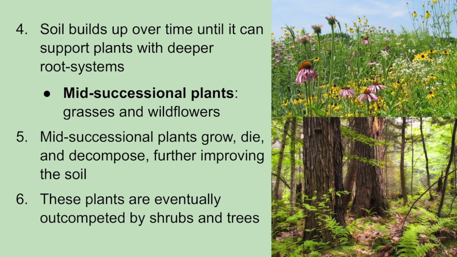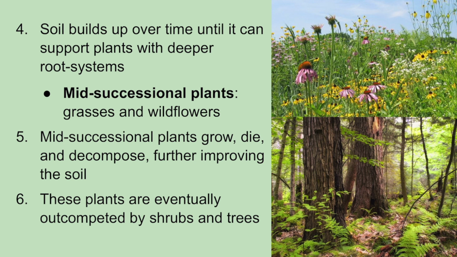As those pioneer species continue to grow, die, then decompose, that soil will build up over time until eventually it's deep enough, it's rich enough to support plants that have deeper or larger root systems. We call these plants that come in next mid-successional plants. Those are things like grasses and wildflowers.